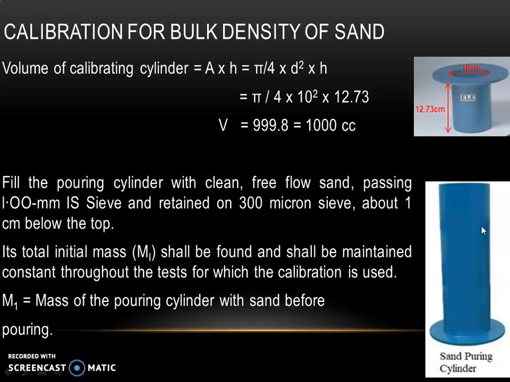Sand pouring cylinder is filled with clean free flow sand which passes through 1 mm IS sieve and is retained on 300 micron sieve, and it is filled by leaving a gap of 1 cm from top. Its total initial mass M1 is found and shall be maintained constant throughout the test for which the calibration is used. So M1 is equal to mass of the cylinder with sand which is there inside it before pouring.